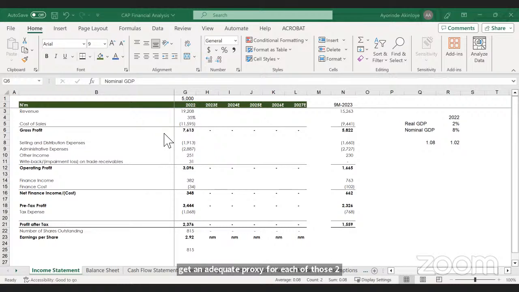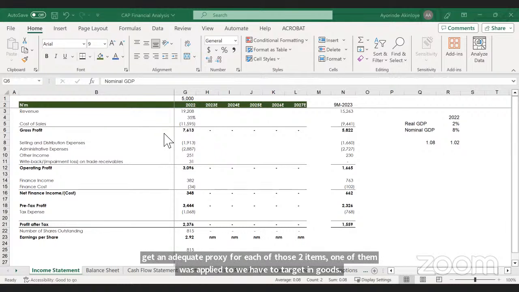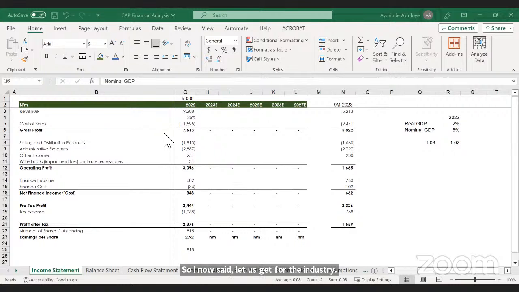So I now said, let us get it for the industry. Where can we get the growth data for the industry? GDP reports. GDP reports can be gotten from the National Bureau of Statistics. So you simply go to the National Bureau of Statistics and download historical GDP reports for all the previous years you are looking into, maybe from 2013 to 2022, whichever number of years. You download it.